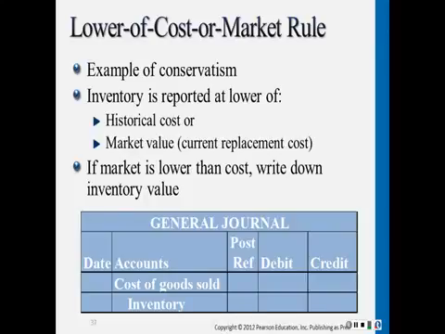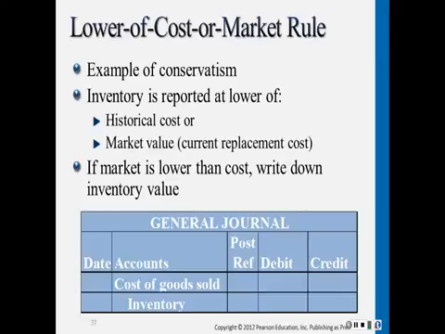The lower of cost or market rule shows accounting conservatism in action and requires that inventory be reported in the financial statements at whatever is lower, the historical cost of the inventory or the market value of the inventory. For inventories, market value generally means current replacement cost. That is, the cost to replace the inventory on hand.